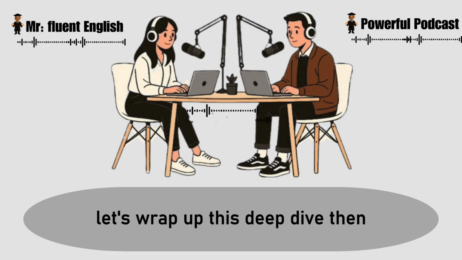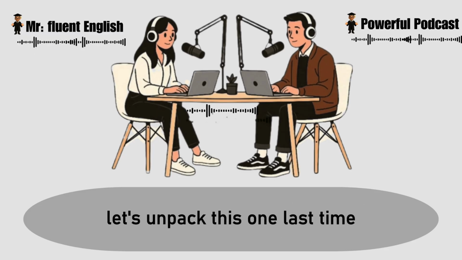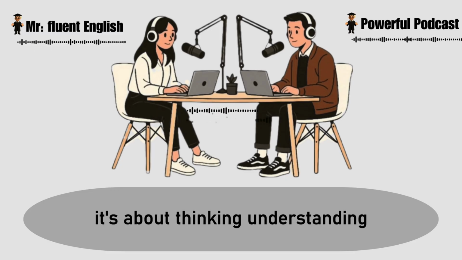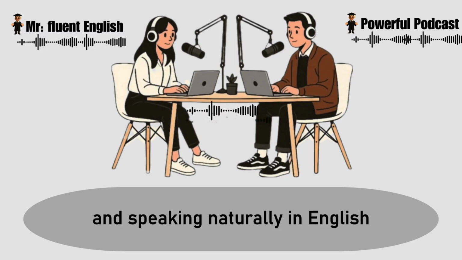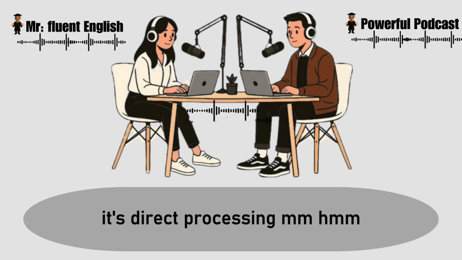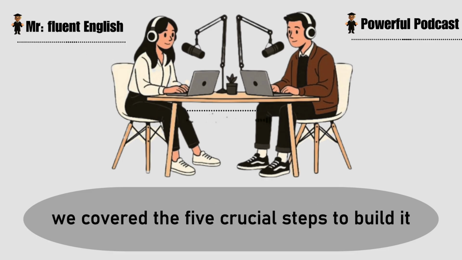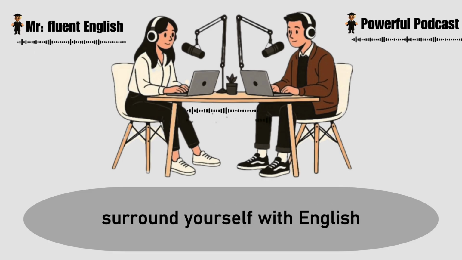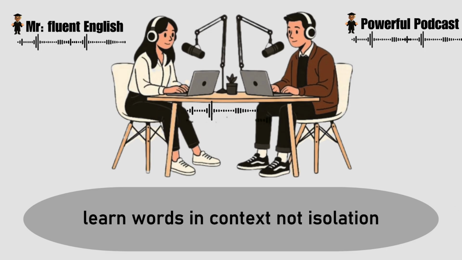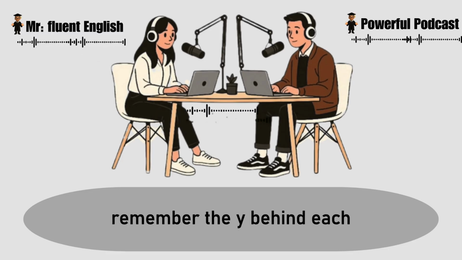Fantastic. Okay, let's wrap up this deep dive then. Time to quickly recap the key takeaways for everyone listening. Sounds good. Okay, let's unpack this one last time. First, we define the English brain. It's about thinking, understanding, and speaking naturally in English, ditching the internal translation. It's direct processing. Built through those direct neural connections. Second, we covered the 5 crucial steps to build it. Surround yourself with English, speak without fear, think directly in English, learn words in context, not isolation, and practice small conversations daily. Remember the why behind each, how they train your brain.